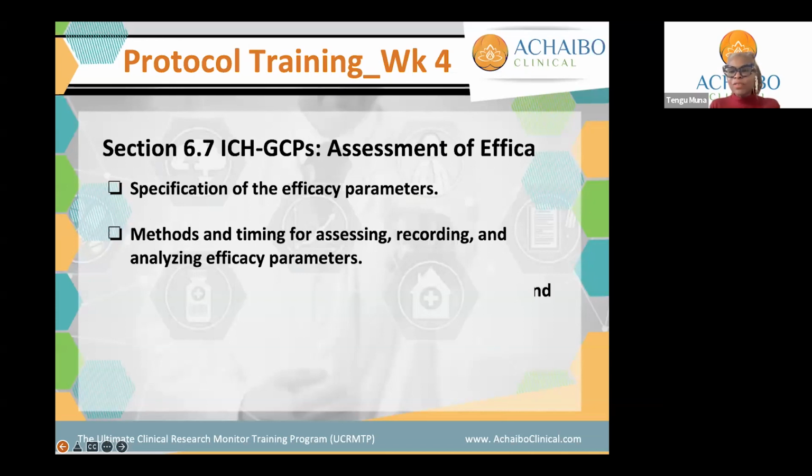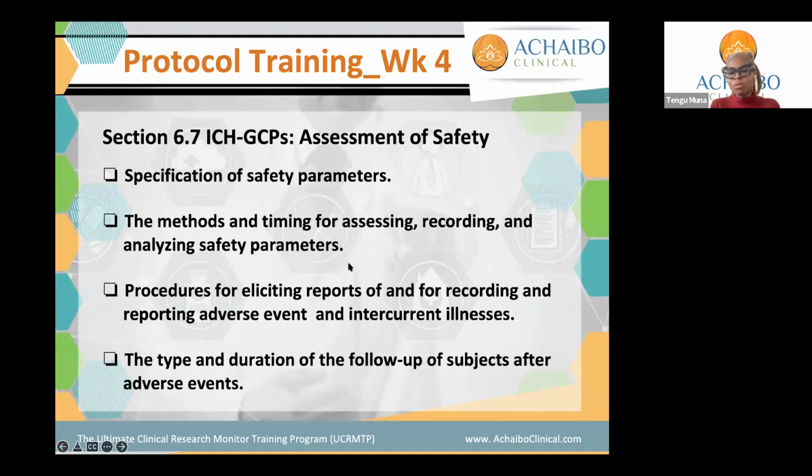Okay, so safety then is the flip side. In order for us to get efficacy, we have to make sure that we're doing it the right way. So how are we going to ensure that patients are safe? So I will go back to the screen.